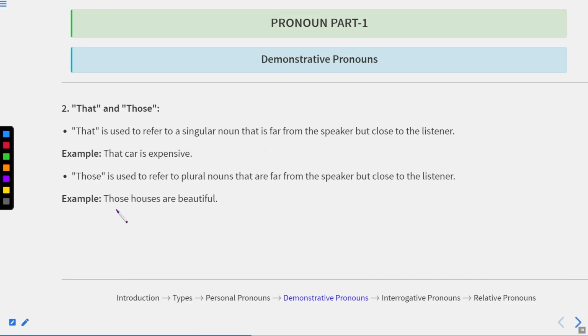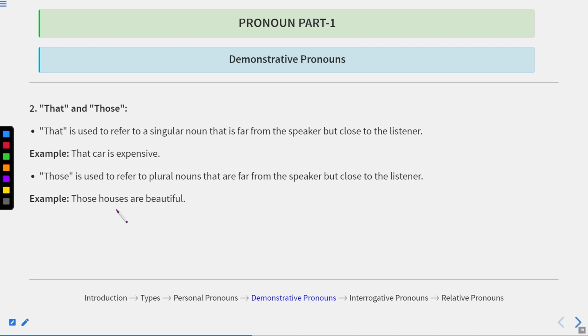Now, demonstrative pronouns, again, that and those. We have already learned this and these. Now we'll discuss that and those. Both of them are in the same category, whereas that is used for singular and those is used for plural. That is used to refer to a singular noun that is far from the speaker but close to the listener. That car is expensive. The car is far away from us, but we are indicating that the car is very expensive.